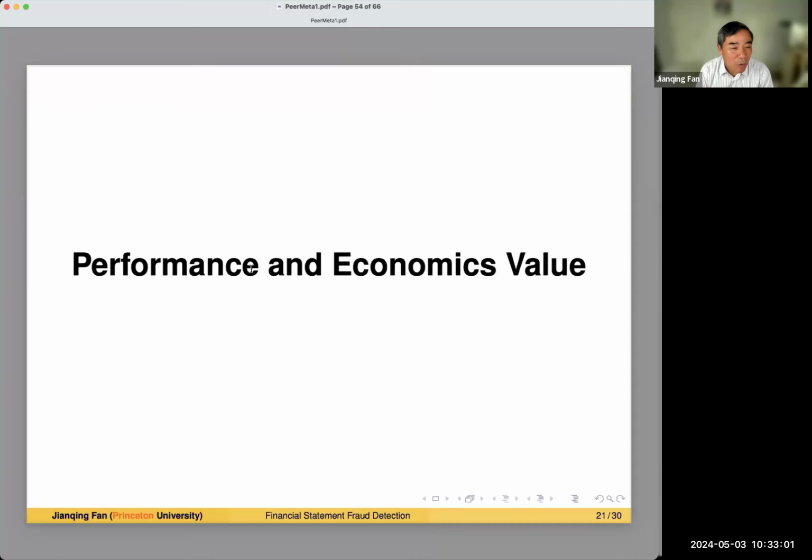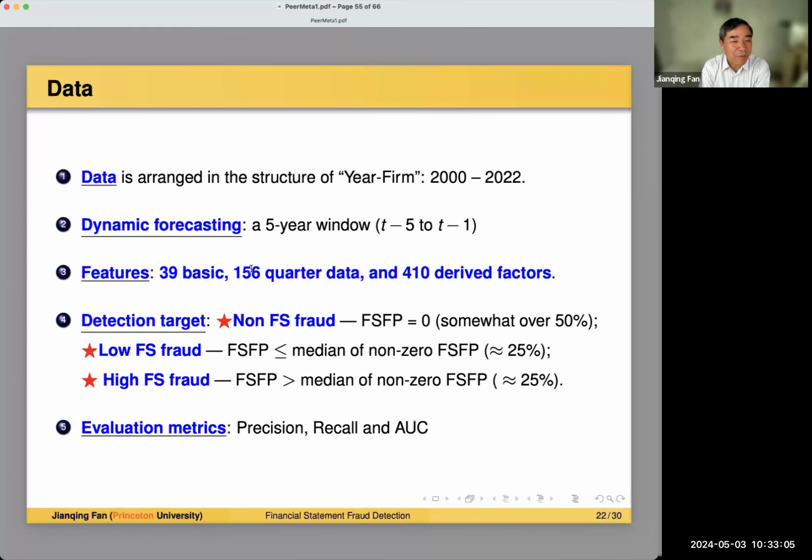So now let's see the performance and the economic value. This is the empirical aspect. Again, we have firm-year data from 2000 to 2002. Whenever I run the model, I use five years of rolling data, a rolling window. And as I said, I have 605 features.